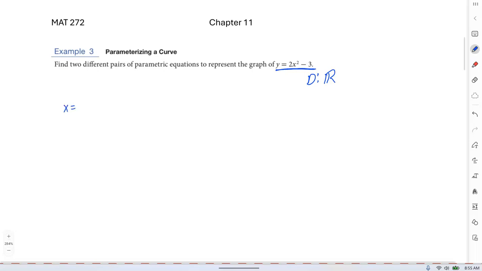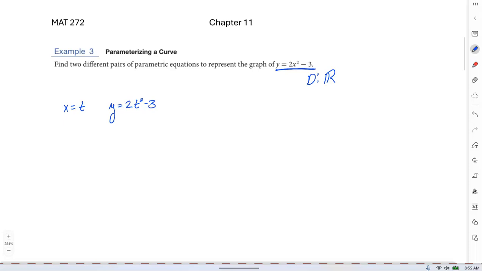So one way we could parameterize this is we could say x is equal to t, and then I'm going to make that substitution. So y equals 2 times t squared minus 3. And that's going to have the same outcome. X could be anything here. And then that anything is going to help us describe y in terms of what we chose for x.